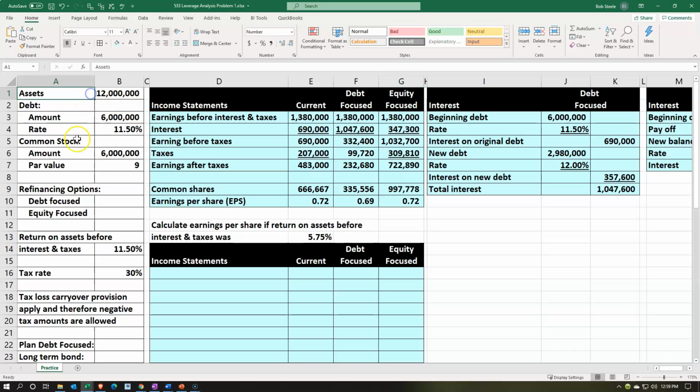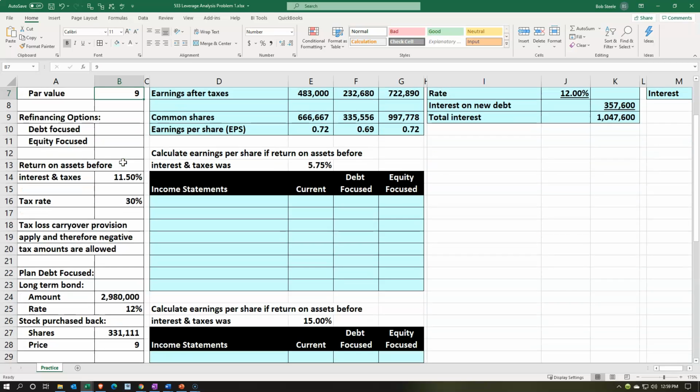We started off with the assets. We had the assets at the 12 million, breaking them out between liabilities and equity. Liabilities at the 600,000, equity at the 600,000. That's your accounting equation. Assets equal liabilities plus equity. The debt financed at the 11.5%, par value on the stock $9.